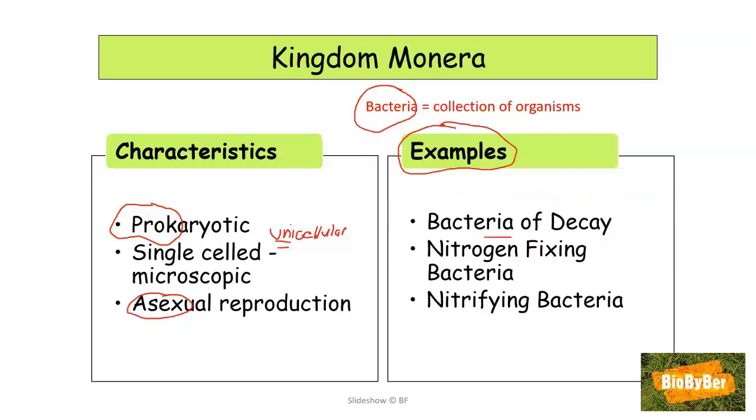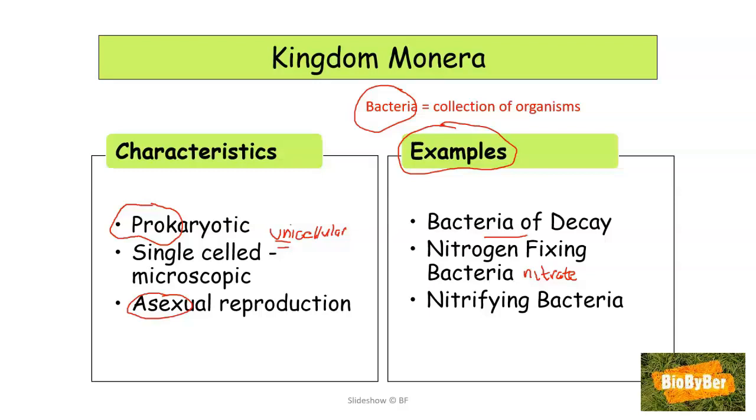The first common bacteria that belong to kingdom Monera are the bacteria of decay. These bacteria will decay or rot away the leaves that fall during the autumn. Nitrogen-fixing bacteria take nitrogen from the air and turn it into a form which plants can use. So they take the nitrogen from the air and turn it into nitrate, which can be used by the plants. So these bacteria are called nitrogen-fixing bacteria.